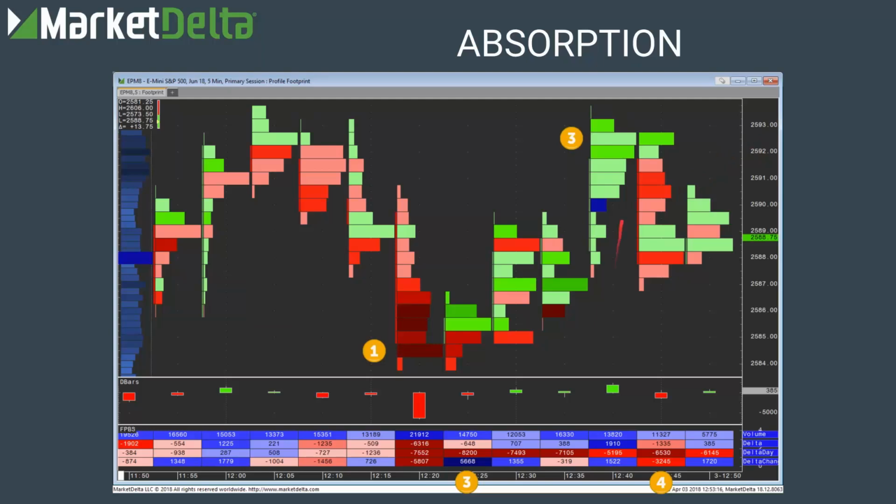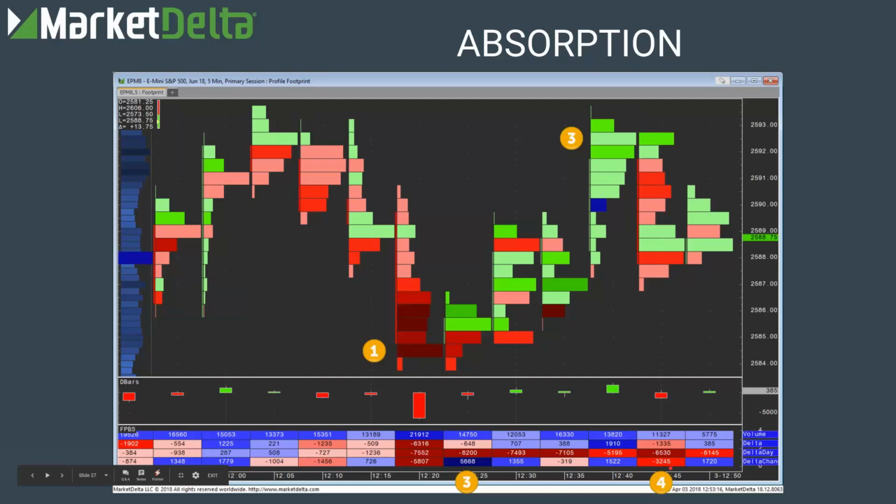And now look at the bar. We got absorption taking place. The aggressive buyers are being absorbed by the passive sellers. And look down here. We get number 4. This is our delta change.